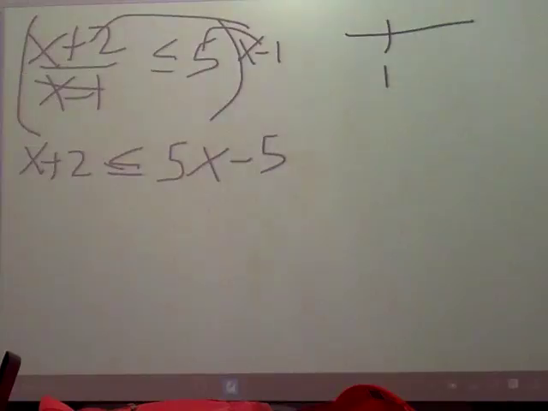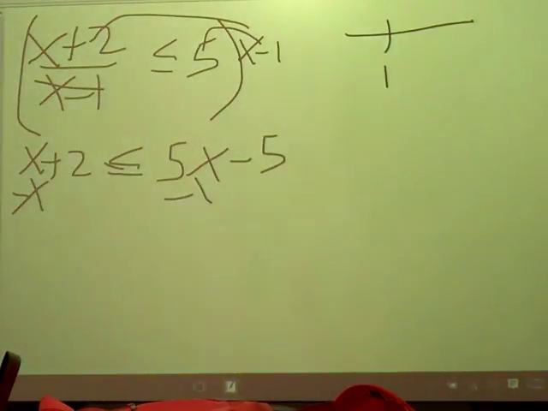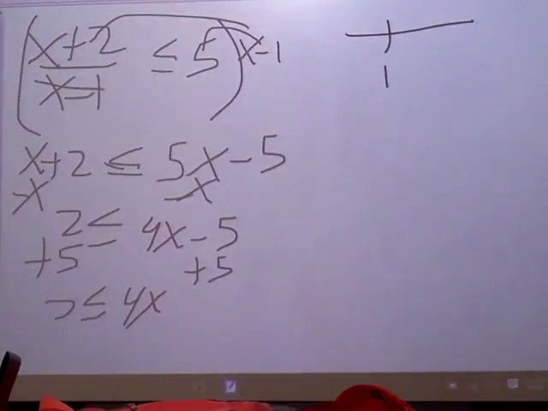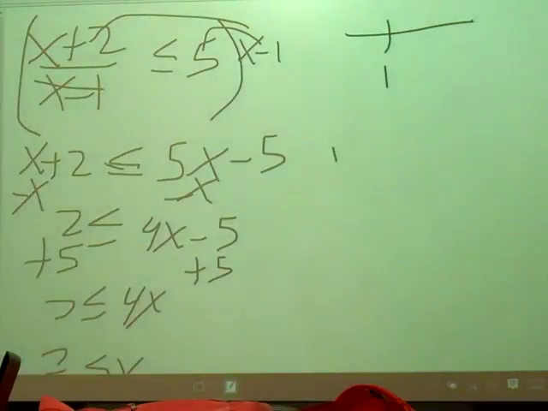Subtract x. Okay, I like it. 2 is less than or equal to 4x minus 5. Now Kaylee's got to do something. What's she got to do? Add 5. I have an ugly fraction here. 7 is less than or equal to 4x divided by 4. And 7/4 is less than or equal to x. Also known as x is greater than or equal to 7/4.